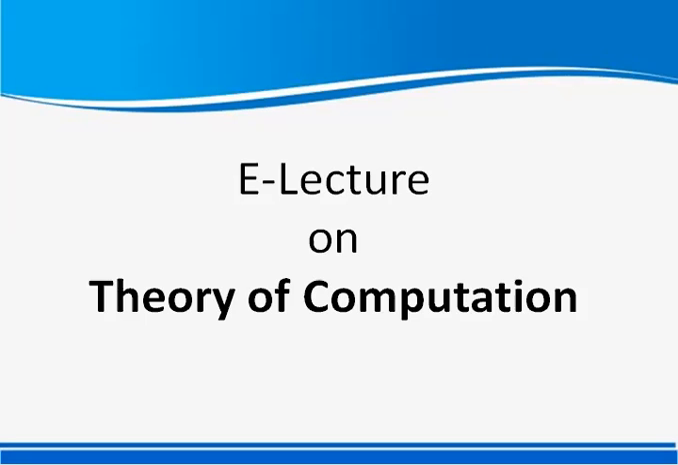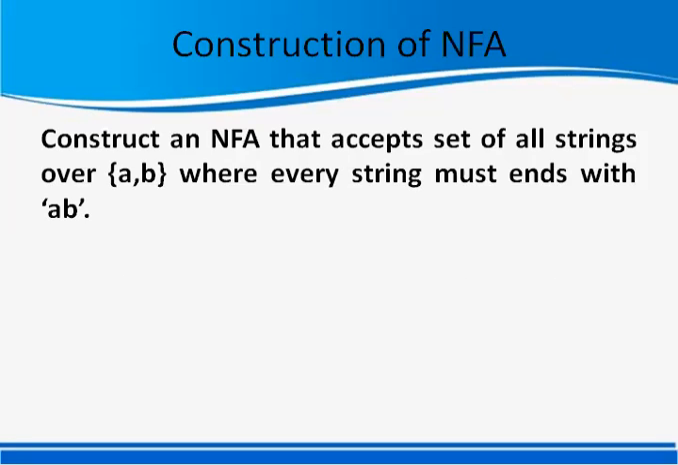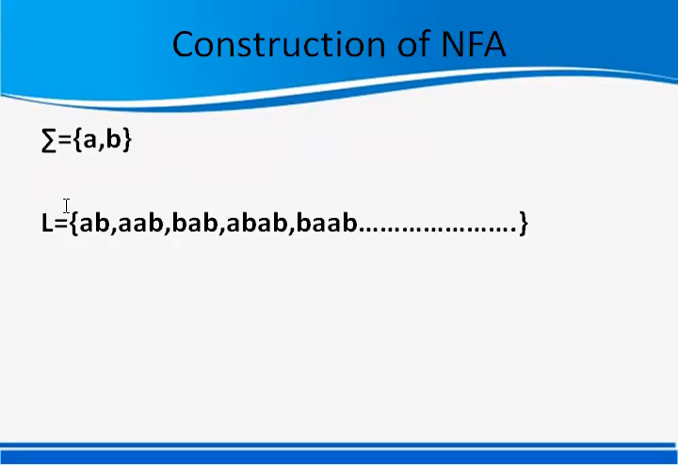Today we are going to construct a non-deterministic finite automata that accepts the set of all strings over A and B, where every string must end with a substring AB. So first we will find the sigma here, that is A and B. Language L will be infinite.